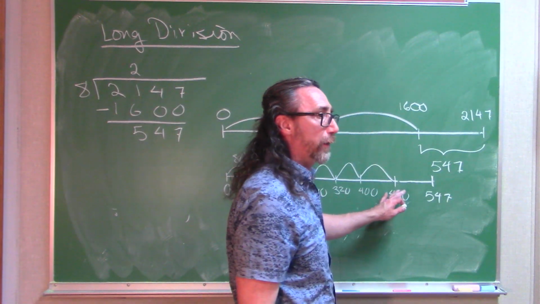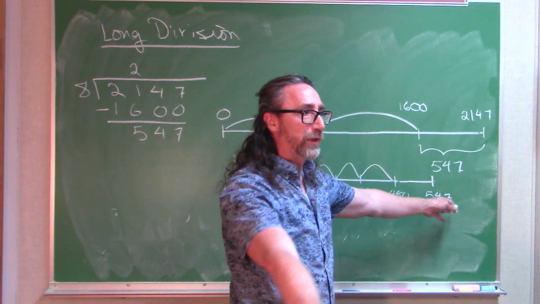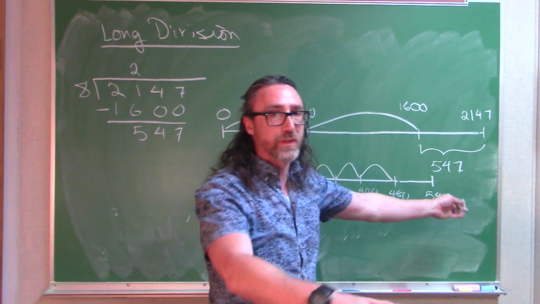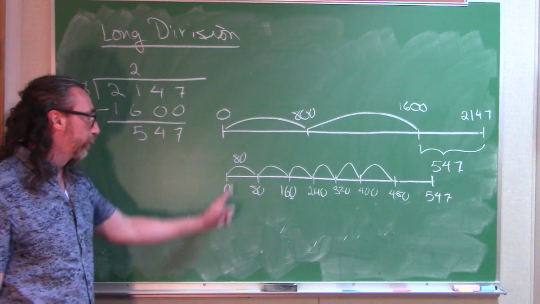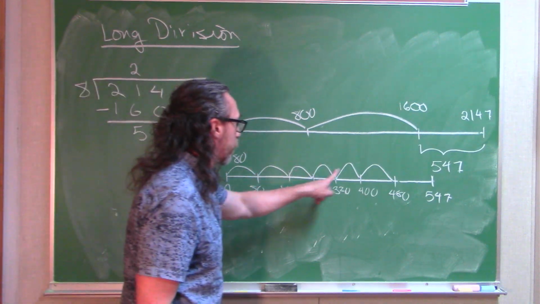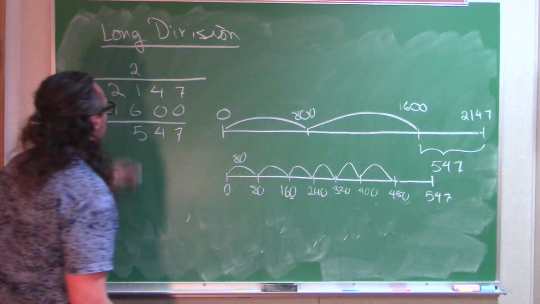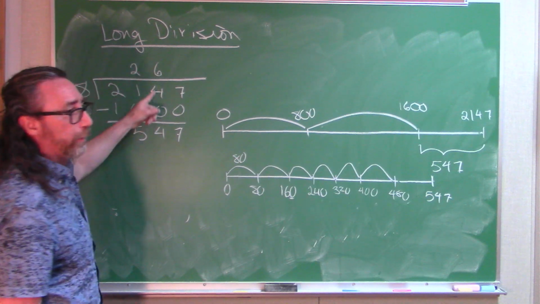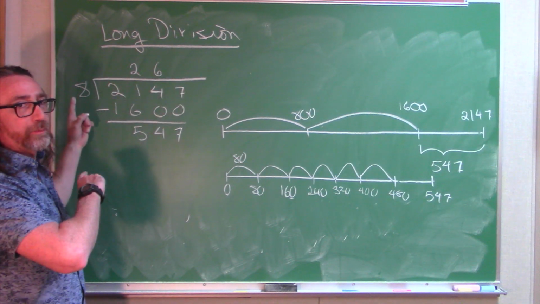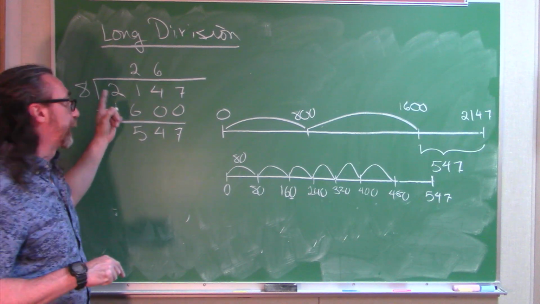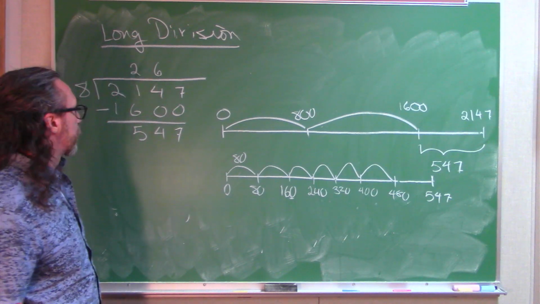Oh no, sorry. No, one more jump gets me to 560, which overshoots the 547, okay? So this is the number of jumps I want: 1, 2, 3, 4, 5, 6. I'll put my 6 here, 6 jumps of 10 times 8. My tens place times my divisor. Jumps of 80. And we saw here I can do 6 of them.